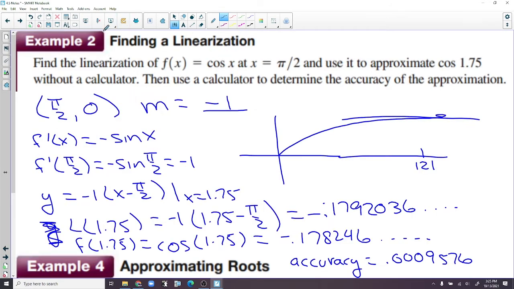Finding a linearization. Find the linearization of f of x equals cosine of x at x equals pi over 2 and use it to approximate cosine of 1.75 without a calculator. Then we'll use the calculator to determine the accuracy of the approximation. Now if we plug pi over 2 in, cosine of pi over 2 is 0, so there's the point. If we take the derivative, cosine is negative sine. We plug pi over 2 in, it turns out that the slope is negative 1.